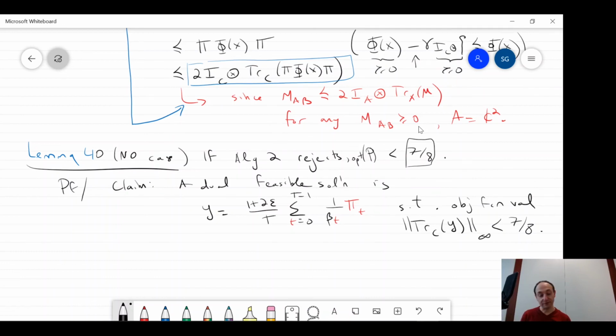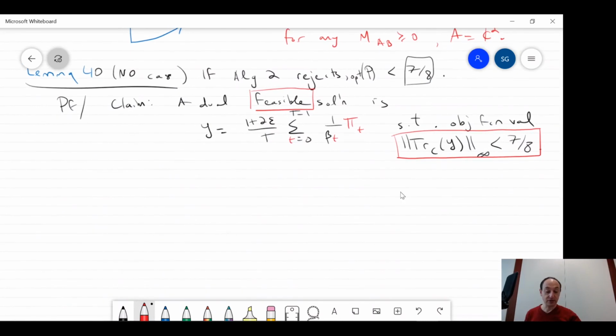Okay, so there are two things I have to show here, right? I have to show that this solution is first feasible, it satisfies the constraints of the dual, and I need to show that the objective function value is at most 7 over 8. Now both of these proofs are quite similar, so we're actually only going to show the first of these in class, for brevity. So let's just focus on showing that y, as stated, is actually dual feasible.